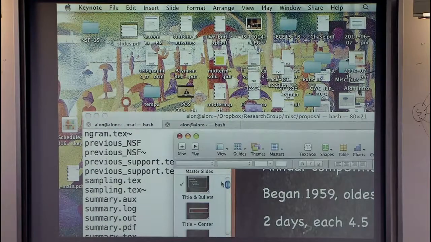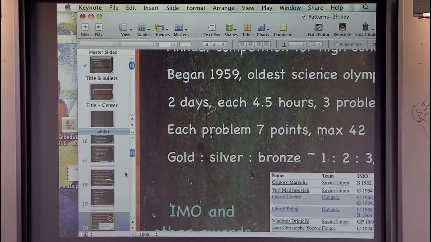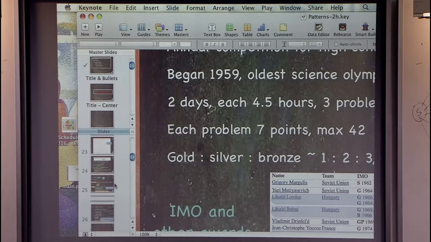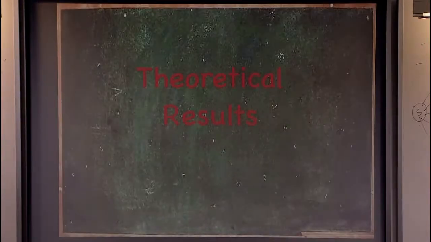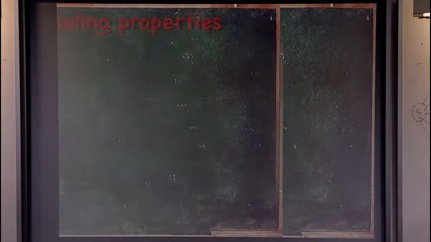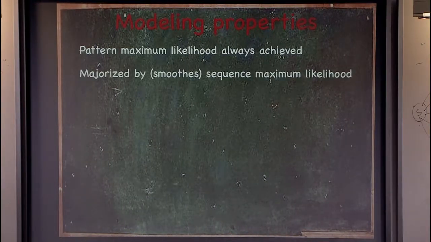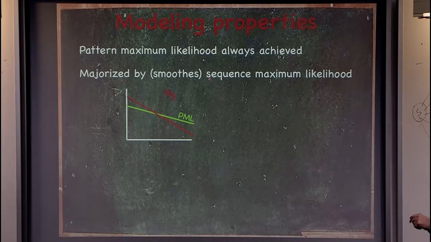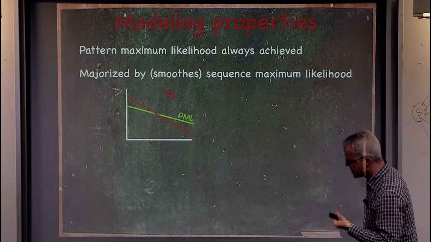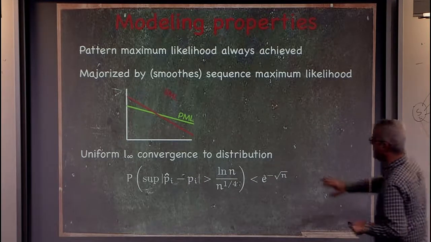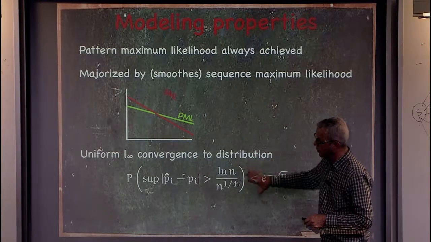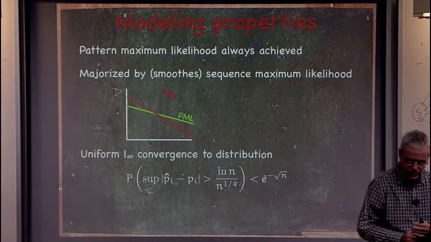Okay, so let me skip a few slides. This was going to show you what the problem was that they had and what the connection is and so on. Okay, so just to give you a summary of the results that you can get. You can show that pattern maximum likelihood is always a smooth version of sequence maximum likelihood, which is nicer because when you estimate a distribution, you typically want to smooth things. And you can show L infinity convergence. You can also show L1 convergence.